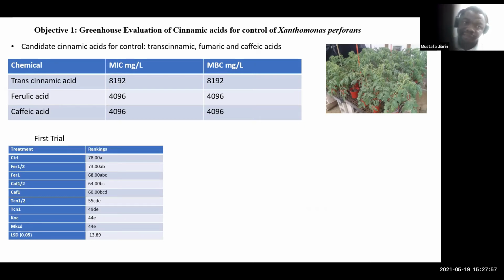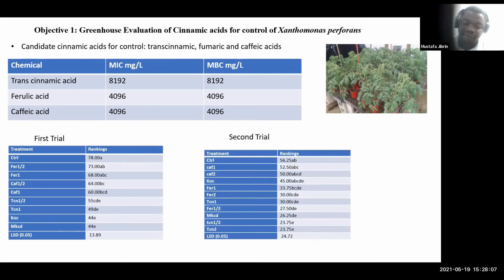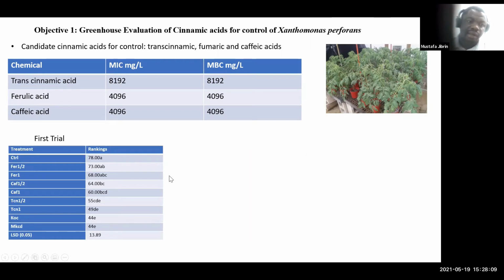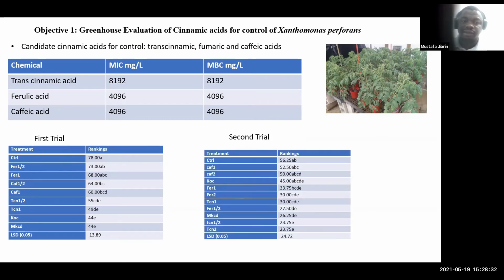I went ahead and conducted greenhouse trials also to see if we're going to have disease control against bacterial spot with the small molecules: tranexamic acid, ferulic acid, and caffeic acid. In the first trial, it's shown here that for the most part, the tranexamic acid was the most effective, and the caffeic acid also provided a good level of control against the disease. But the ferulic acid, even though it gave a lower disease rating, was not very much different from the control. The same thing in the second trial.